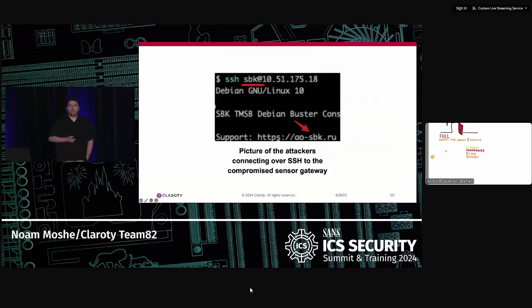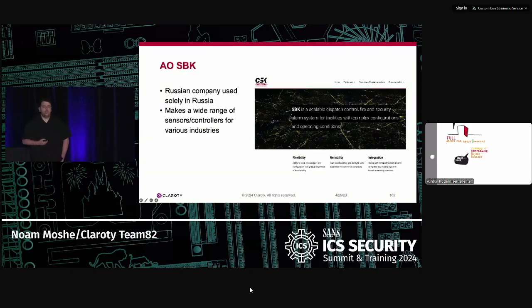Now, from different screenshots released by Blackjack themselves, we see this SSH prompt in which Blackjack uses a username called SBK, and we also see in the prompt this domain being used. As we can see, it is AO-SBK. Now, a quick Google search tells us that AO-SBK is actually a Russian company used mainly in Russian countries, meaning Russia and all of their allies, that make a wide range of different sensors. We're talking about fire sensors, gas sensors, almost everything that can be measured, they do it.